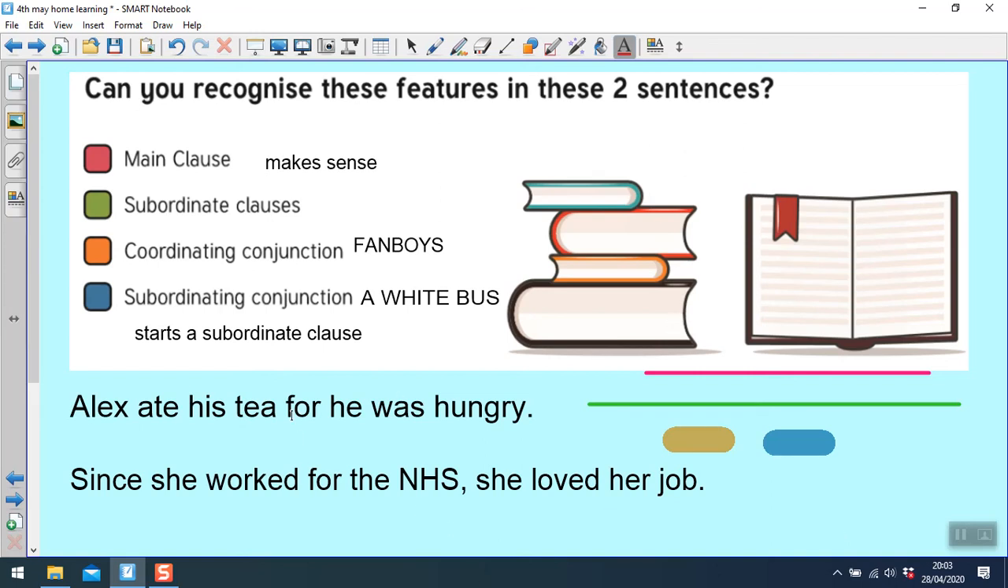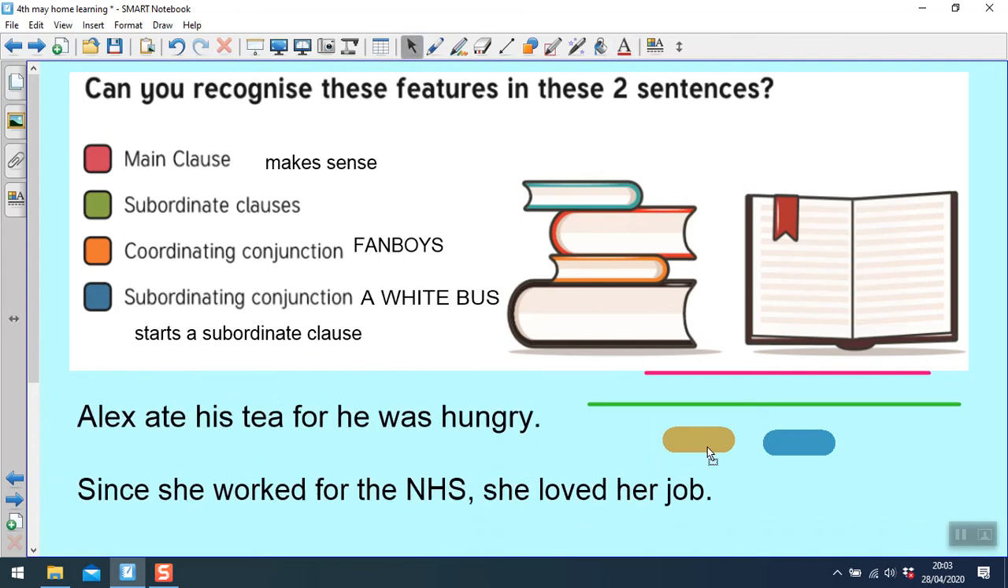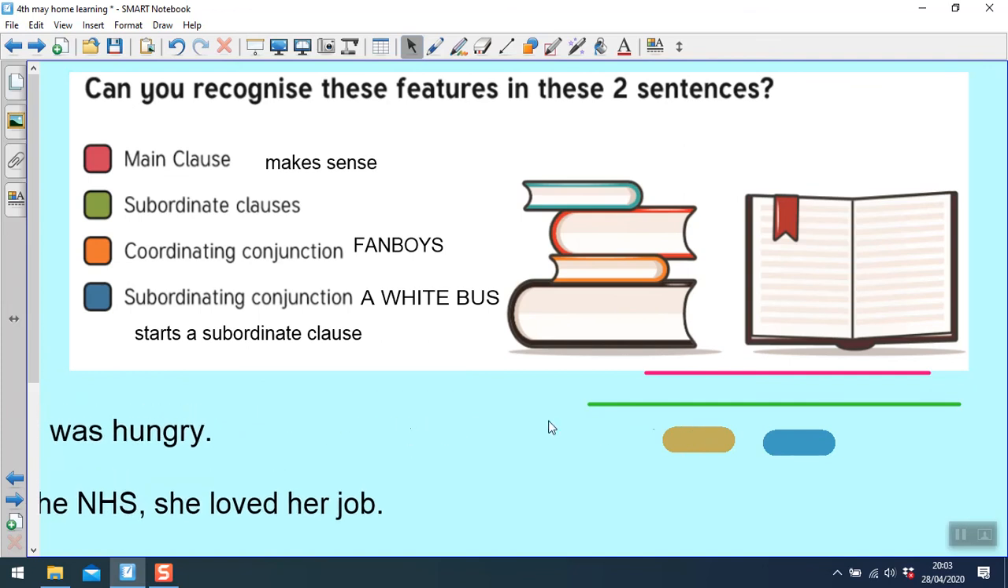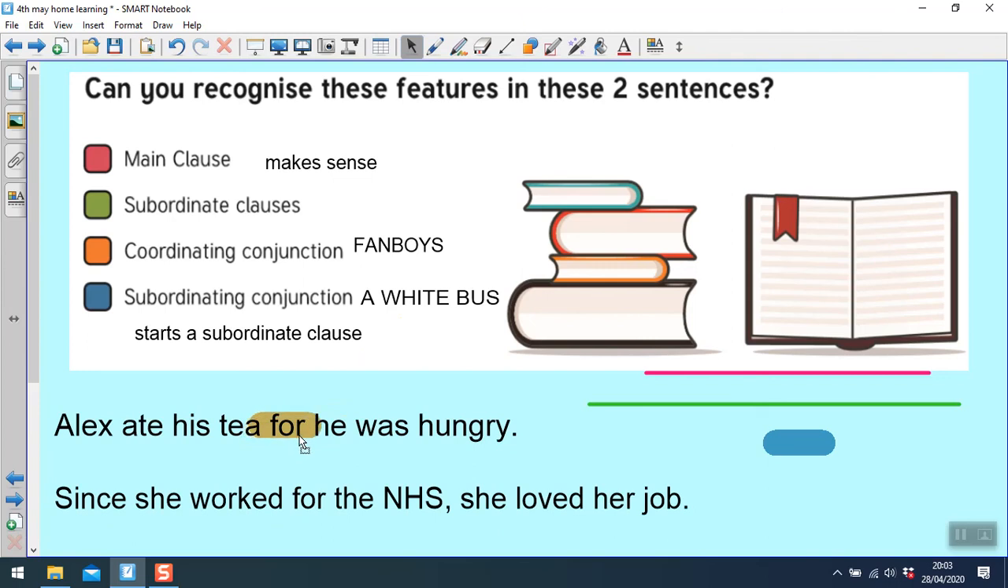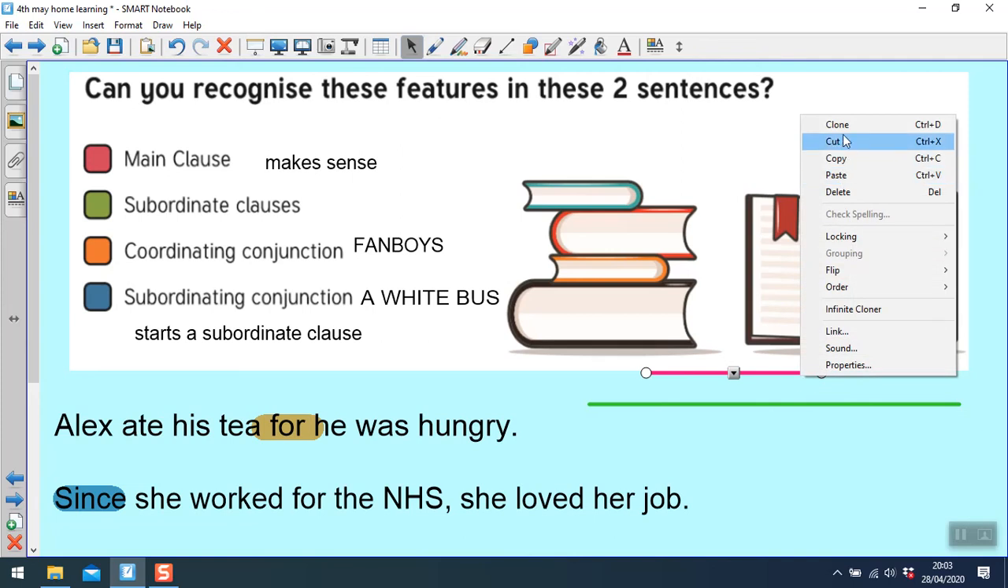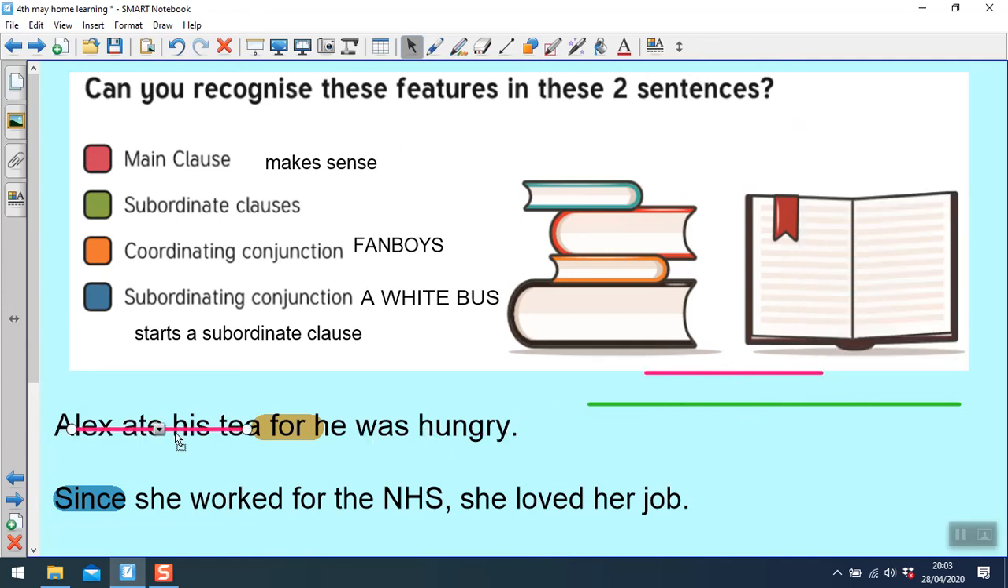Okay, so I know that for is in FANBOYS. That means that for is a coordinating conjunction. That's a coordinating conjunction. Since is not in FANBOYS. That's a subordinating conjunction. At either side of a coordinating conjunction is a main clause. It makes sense by itself. Alex ate his tea is a main clause. He was hungry, that's a main clause.